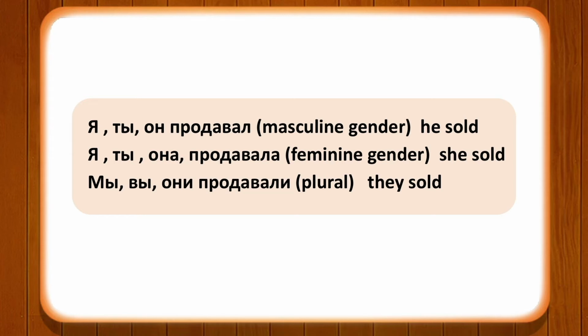Yati ana pradavala for feminine gender, she sold. You can use ya pradavala, ili ti pradavala, ana pradavala, all in feminine gender, and they will mean she sold, or I sold, you sold, depending on the person. Mi vi ani pradavali, we will use in plural. They sold. Mi pradavali means we sold, and vi pradavali, you sold.